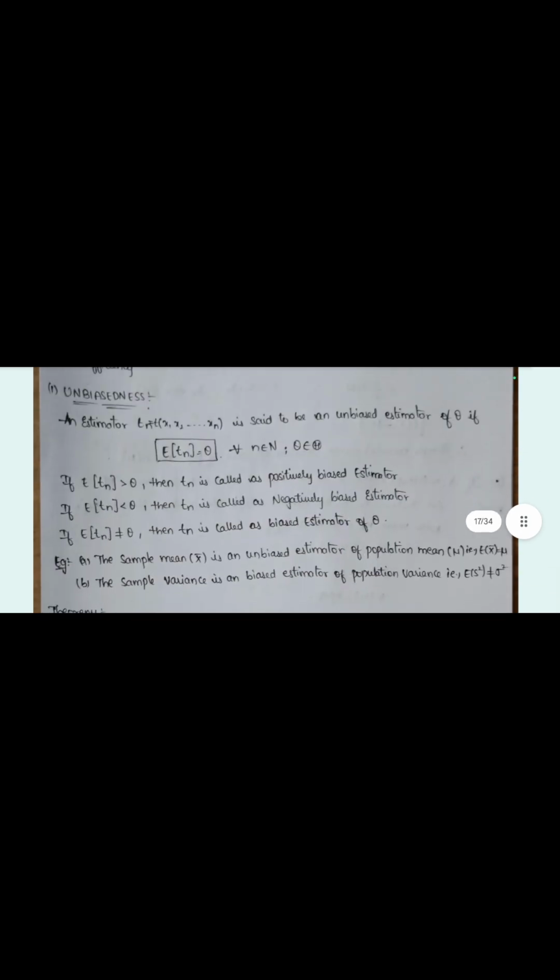The very simple and easiest way to understand unbiasedness is to just remember this formula: expected value of Tn is always equal to theta. This is your condition, a very important condition. Please remember here that Tn is said to be the estimator and theta is said to be the parameter. What is it? Parameter.